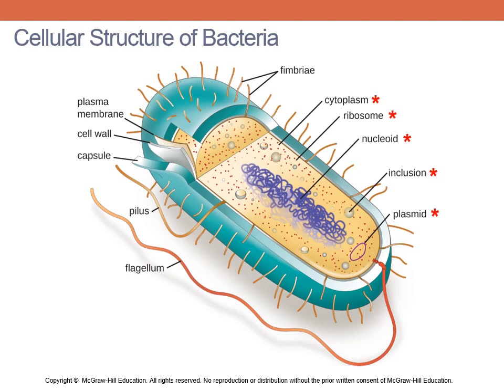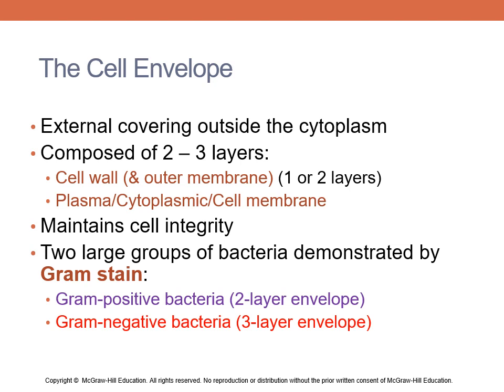I'll discuss each of these structures separately, starting on the outside of the cell, and then we'll work our way into the cytoplasm. The cell envelope is the external covering outside of the cytoplasm, and it's composed of 2 or 3 layers. The number of layers can be determined by a special stain called a Gram stain.